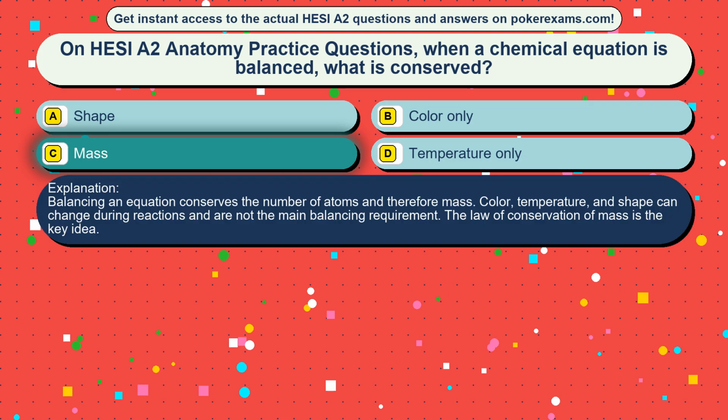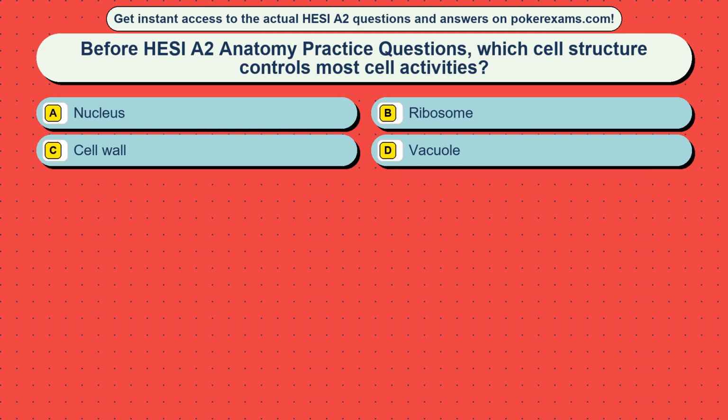Balancing an equation conserves the number of atoms and therefore mass. Color, temperature, and shape can change during reactions and are not the main balancing requirement. The law of conservation of mass is the key idea. Question 25. Before HESI A2 anatomy practice questions, which cell structure controls most cell activities?